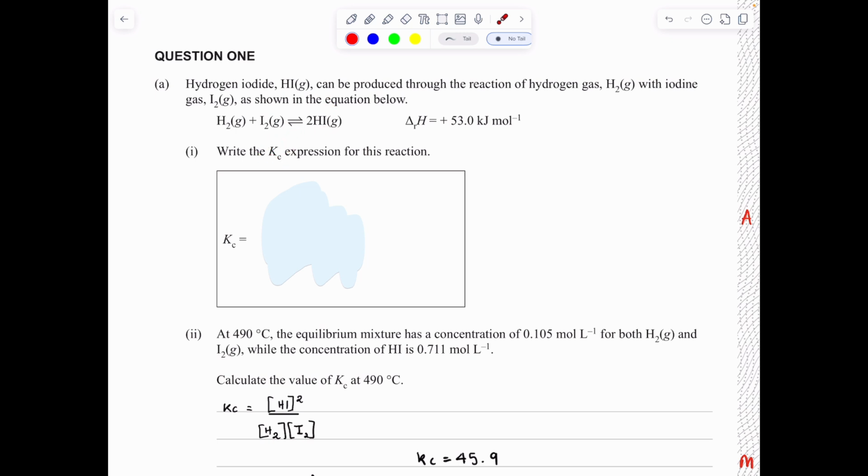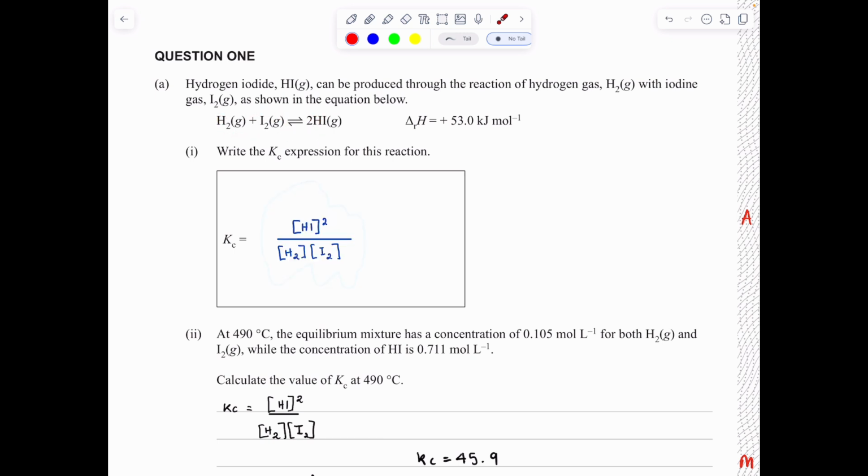So if Kc shows the proportion of products to reactants and it goes in a fraction, what is this Kc expression going to be? Have a think, have a go. Pause the video if you want. Okay, so Kc is usually got the concentration of the products at the top of the fraction and the concentration of the reactants at the bottom.